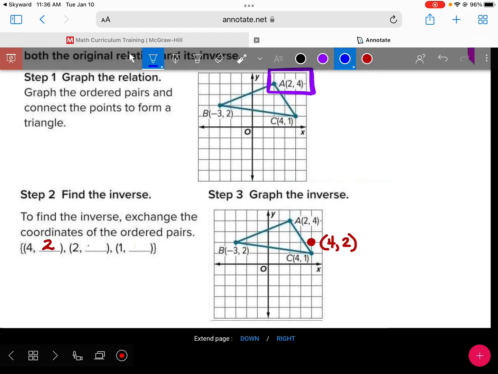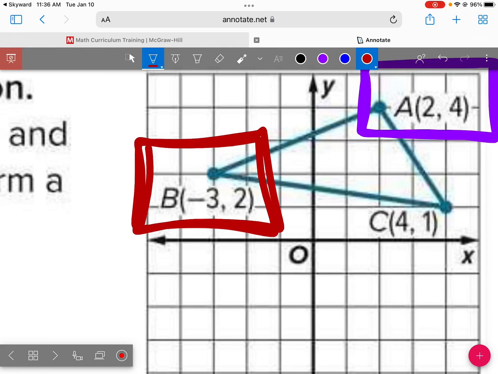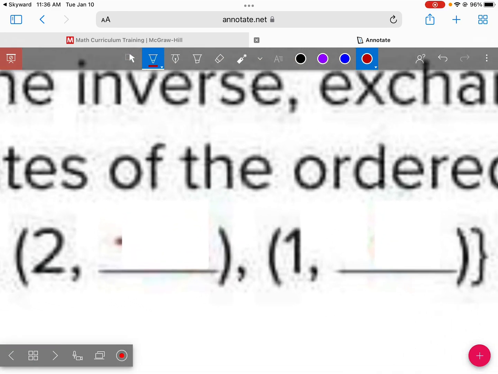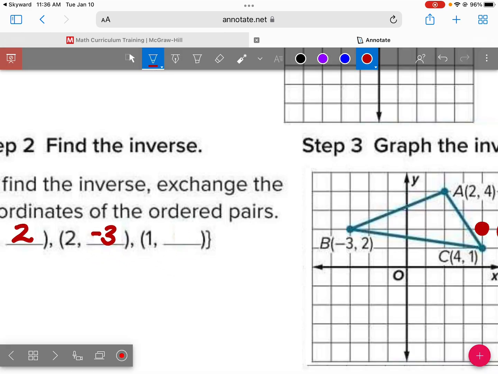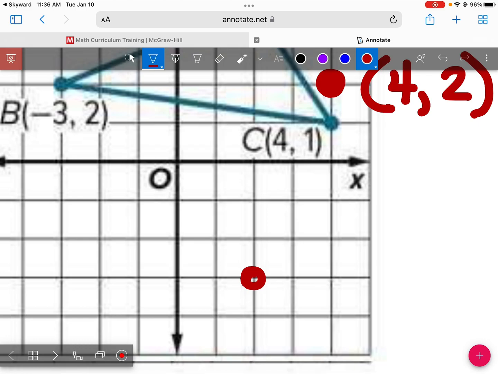What about for the next ordered pair? Here they have B as negative 3, 2. How do I write down the inverse? 2, negative 3. I'm going to go plot that point too. 2, negative 3, right down here.